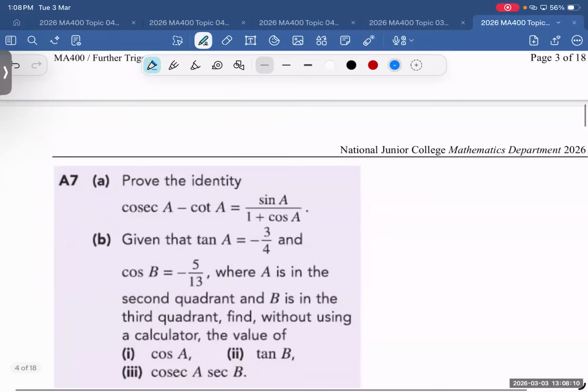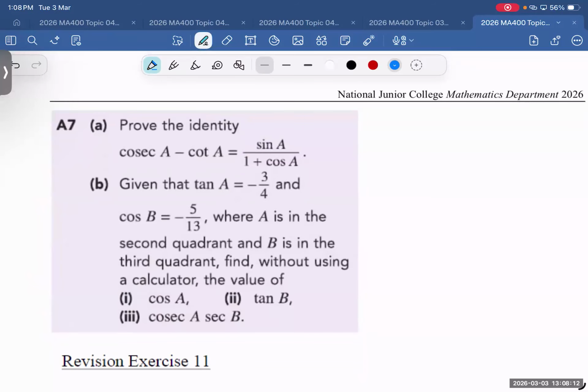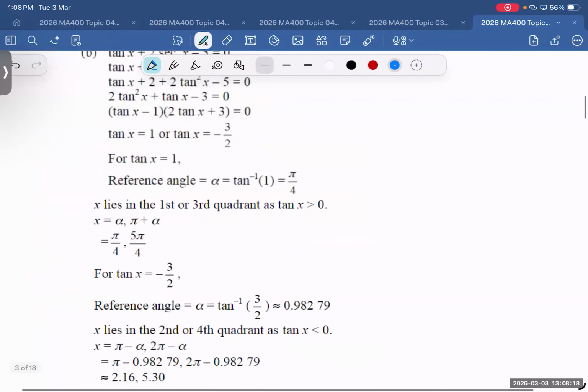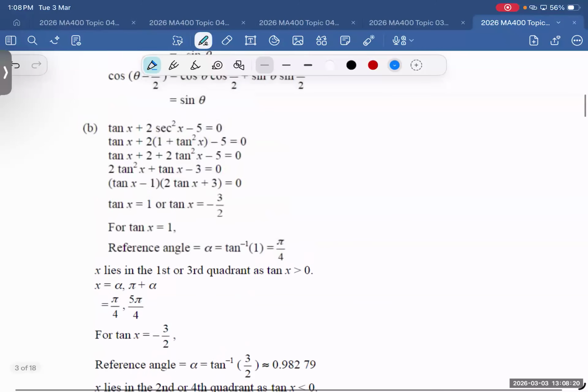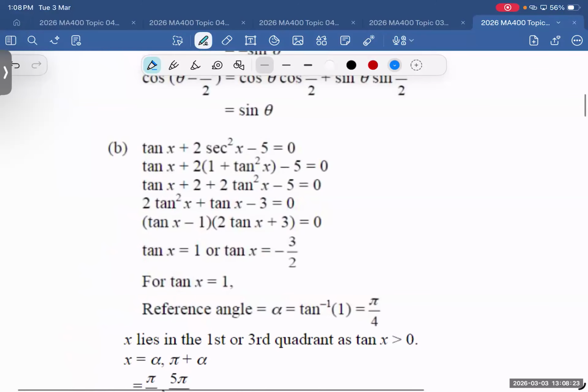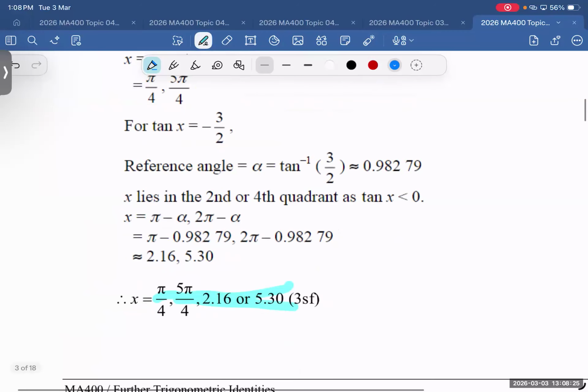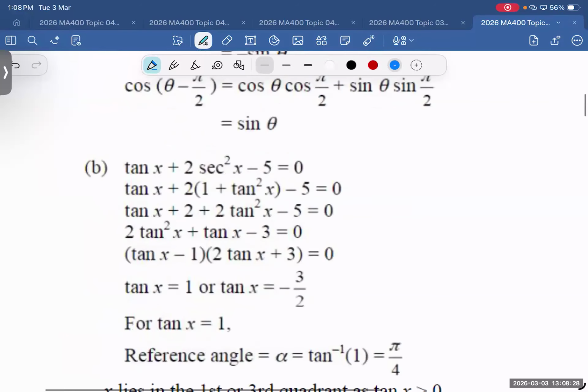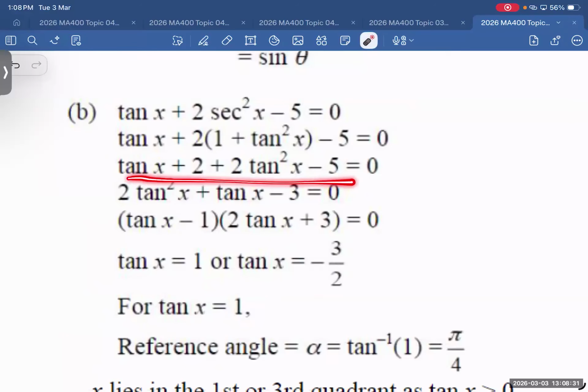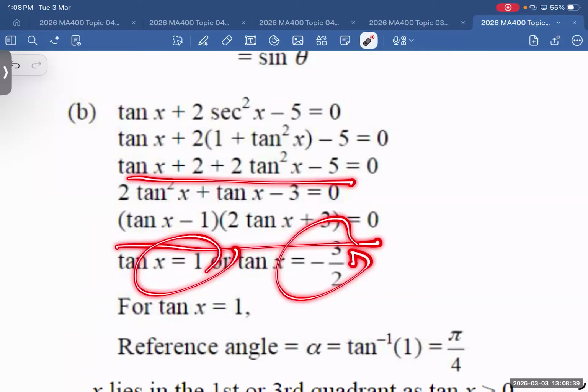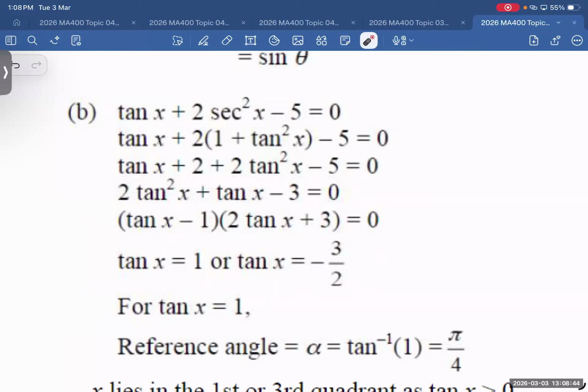A7B. Last question. Answer which question? The previous one, A6B. 5/4. Very good. So here, what happened is, I just checked. Do you get a quadratic equation? Do you expand, factorize? Do you get 1 and -3/2? -3/2 you don't reject, because only sine and cosine is bounded. Tangent is not bounded. Okay?